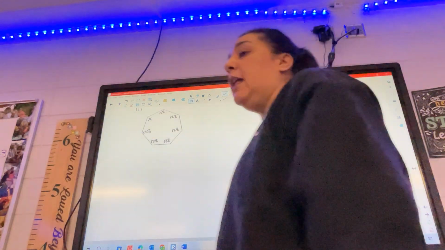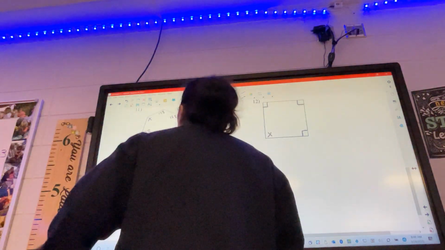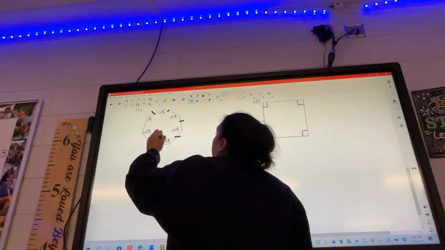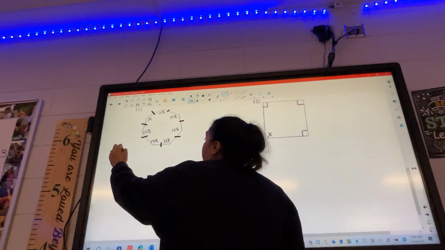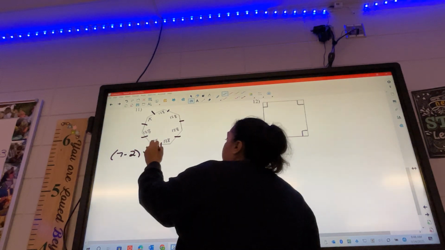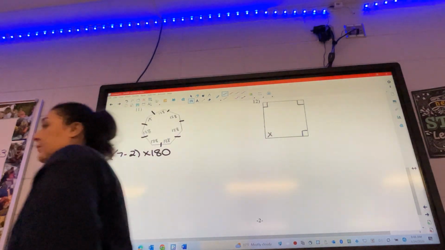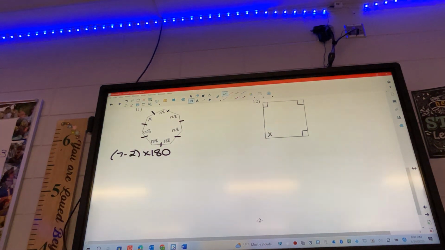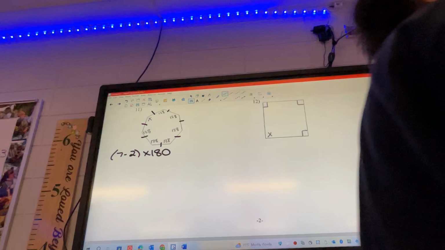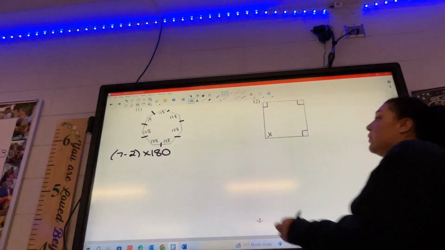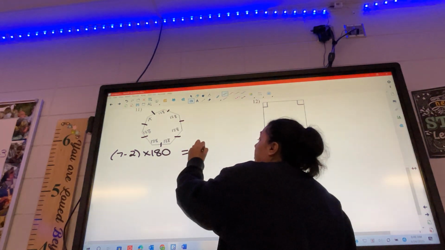Okay, look at number 11. We're going to count our sides. 1, 2, 3, 4, 5, 6, 7. So we say 7 minus 2 times 180. 900? Somebody agree? Yeah. Okay, so we know that the total shape is going to be 900.